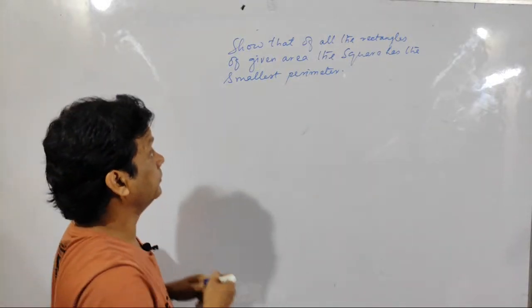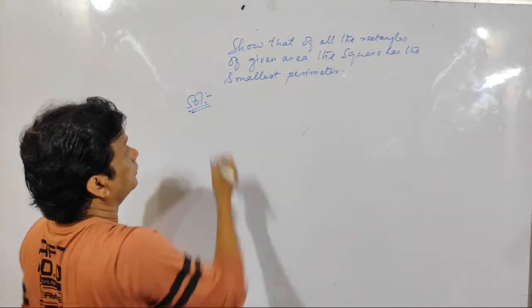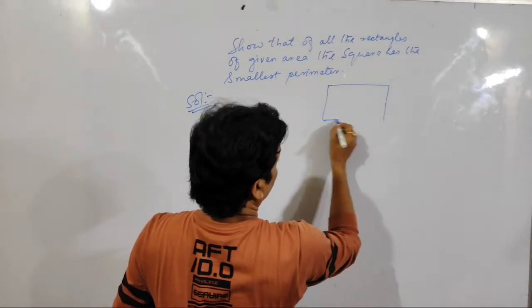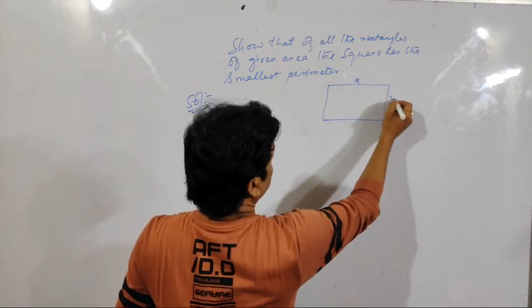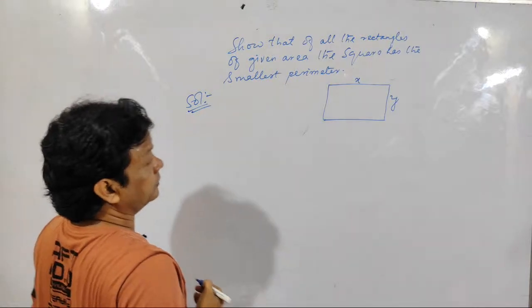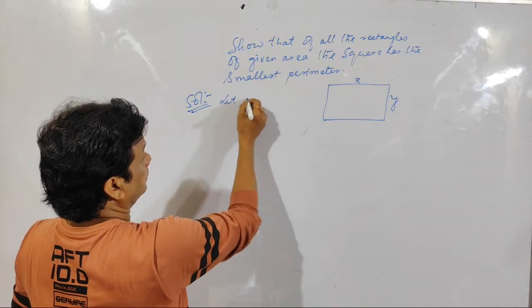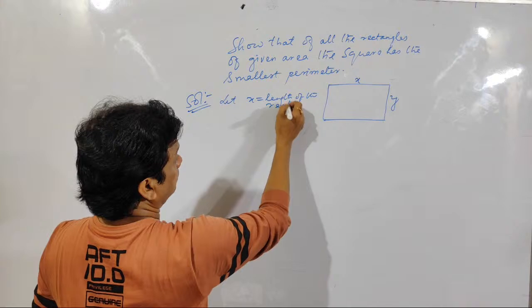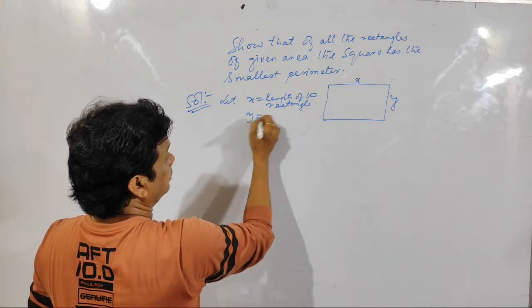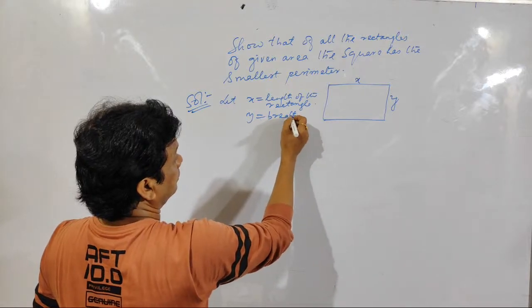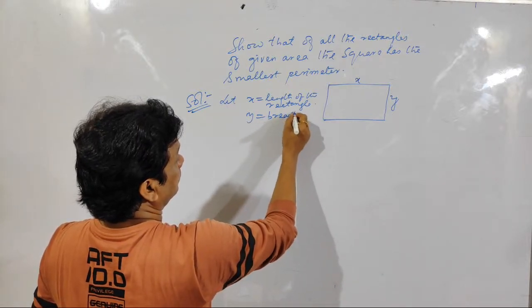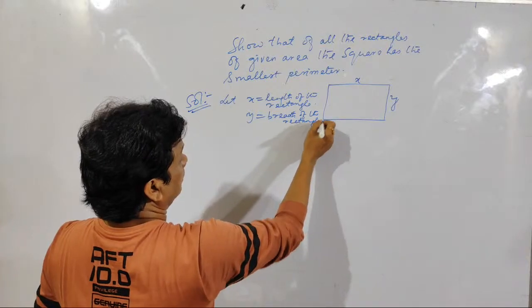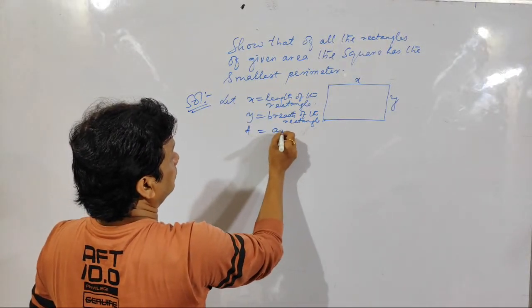Okay, let us try again. So show that of all the rectangles of given area. So this is a rectangle and the length is x and the breadth is y. I am taking the given area. Let the area be A. Let x is equal to length of the rectangle. You should write like this. And y is equal to breadth of the rectangle. And A is equal to area.